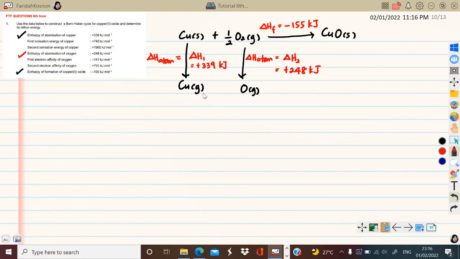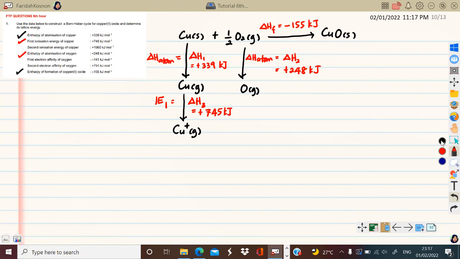And now copper gaseous atom undergoes first ionization energy. So 1 mole of copper gaseous atom removes 1 mole of electron and forms 1 mole of copper plus gaseous ion. So this energy change is called first ionization energy, numbered as let's say here delta H3. Okay, the value is positive 745 kilojoule.